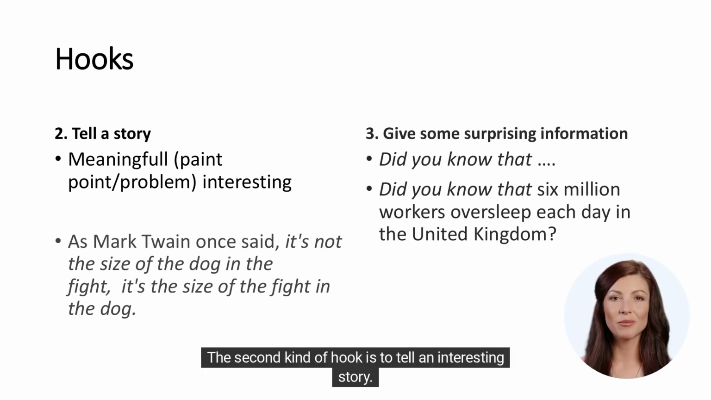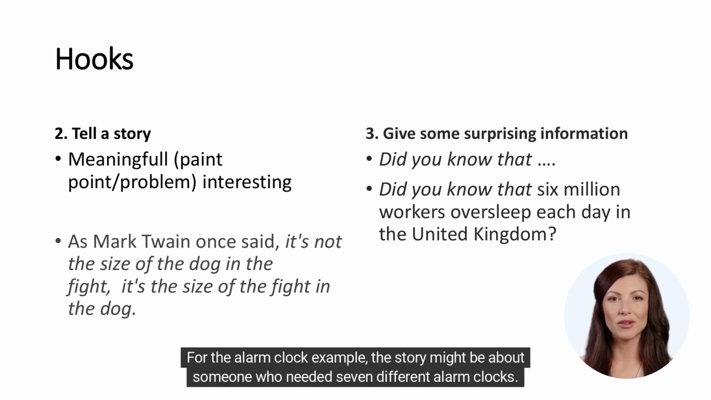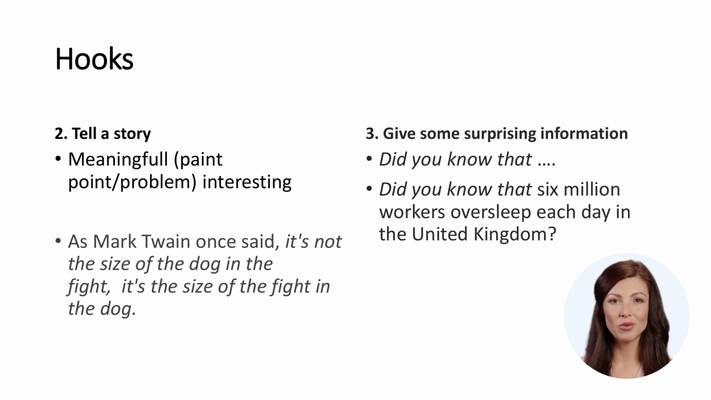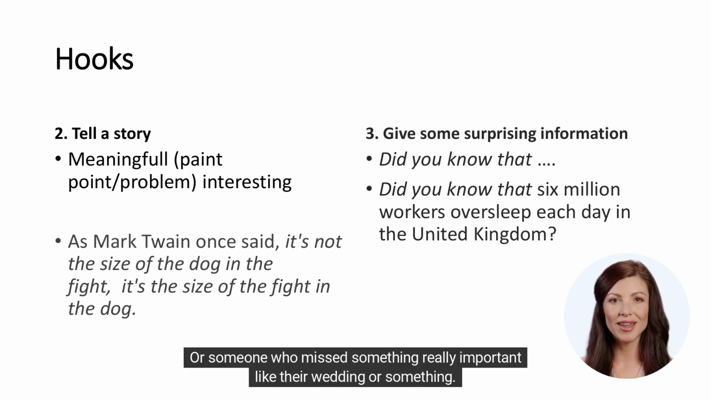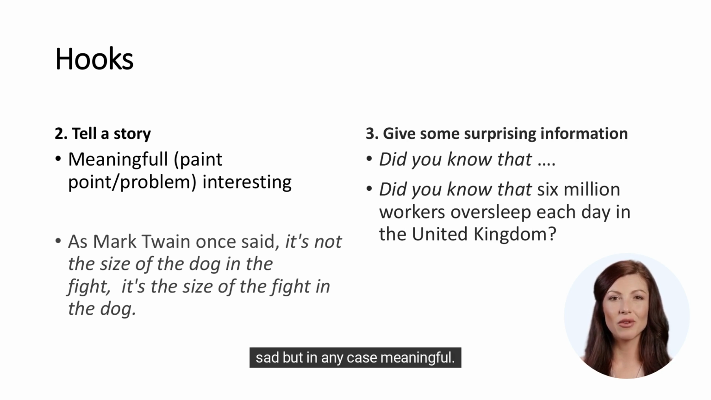The second kind of hook is to tell an interesting story. For the alarm clock example, the story might be about someone who needed 7 different alarm clocks. Or someone who missed something really important like their wedding or something. Just like a good question, a good story should draw the listeners in either because it's funny or maybe sad, but in any case meaningful.